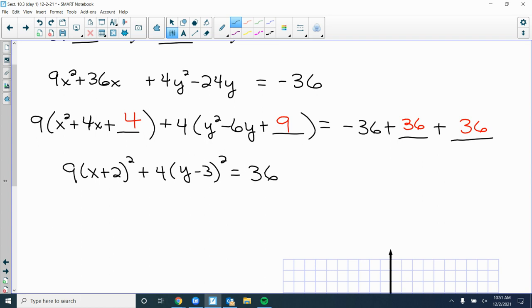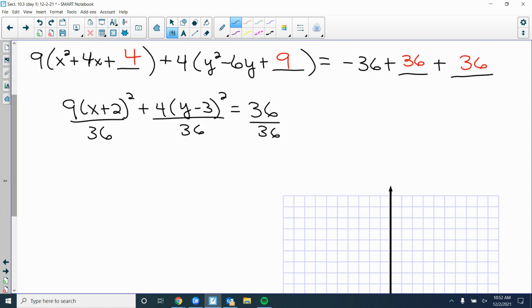All right, every time, though, what does an ellipse equal? What's on that right-hand side? Always equals 1. So how do I make this equal 1? Divide by the number on the right. Okay, divide by the 36, because now this is going to take care of the 9 and 4 when I do that.